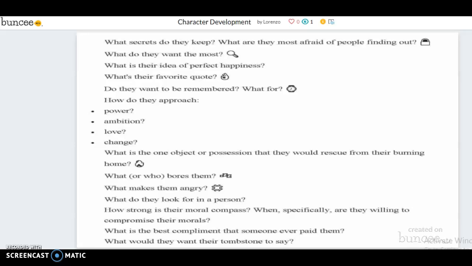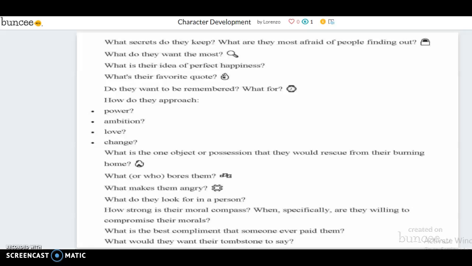You could talk about the secrets they keep. You could talk about how they approach power, ambition, love, strength, or change. The bottom line is, in creating a character development, in other words, writing down some of these things about your character for yourself, and writing down as many as possible helps you to get to know the character that you're writing about. And the more you know about the character, the more you're able to relay to the reader, and the more you're able to relate to the reader, the more interested the reader is in your writing, which makes your story pop. It gives it power.